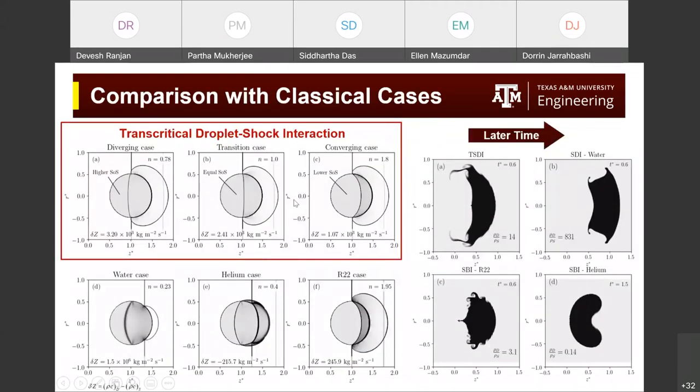In the next slide, I just want to make a connection between the transcritical droplet shock interaction and the water droplet, helium, and R22 bubble cases. The diverging case of the transcritical droplet has more in common with water rather than helium, and that's because of the acoustic impedance mismatch. And the converging case of n-dodecane is more similar to the R22 bubble shock interaction. If you look at later times, we see that the density ratio between the droplet and the surroundings has a very important effect on the shape of the droplet. The transcritical droplet shock has some features in common with the water droplet as well as the R22, but it more resembles the R22 bubble. So it makes a very interesting link between these well-known conditions.